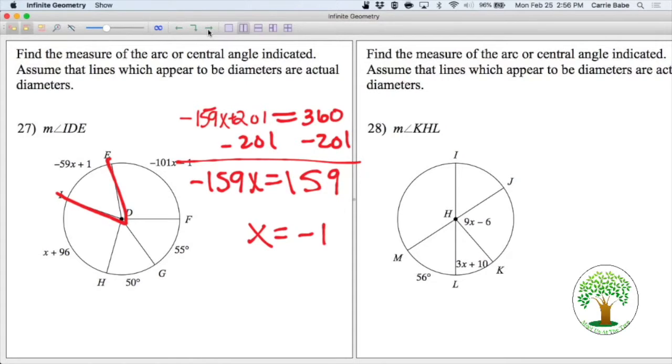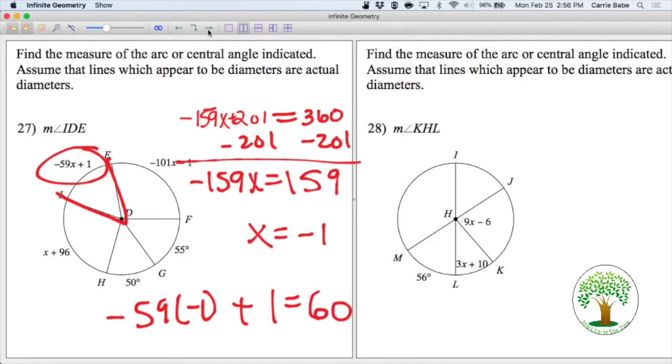They didn't ask to find x. They asked to find the measure of the angle. So we're going to plug that -1 in, and -1 times -59 is +59, plus 1. It's okay, we'll let you catch up. 60, yes, that's the answer.